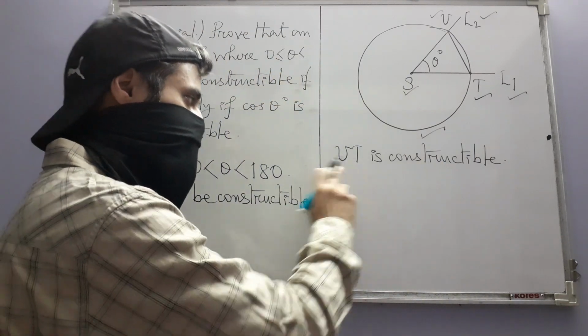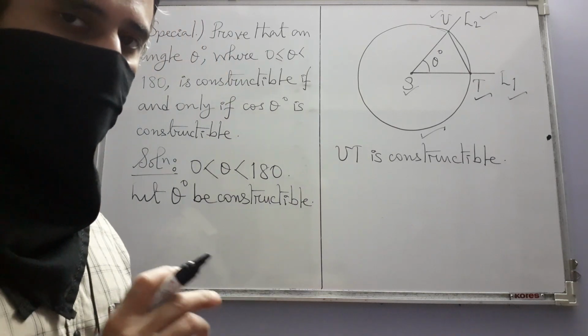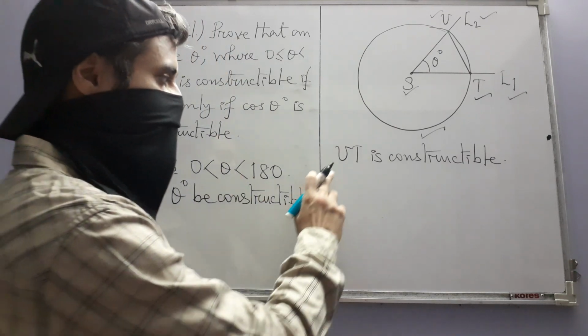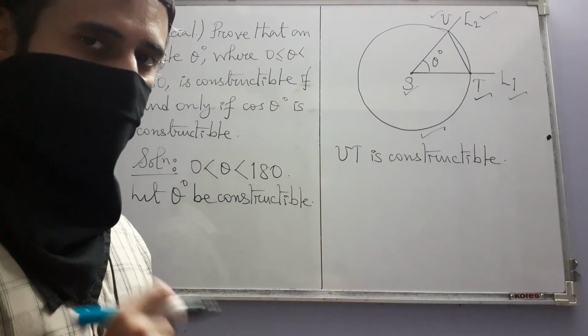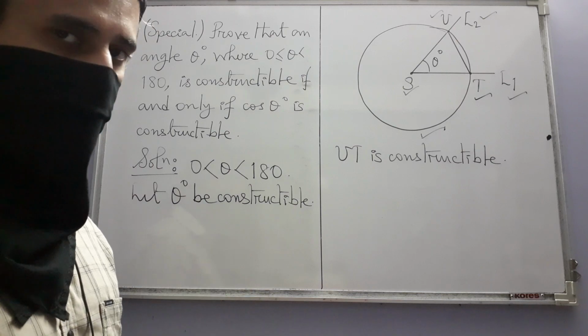Keep in mind, UT is a real number. It's in fact a positive real number, and we are saying that this real number is constructible. Go back to the definition of constructible real numbers. When do we say that a real number is constructible?